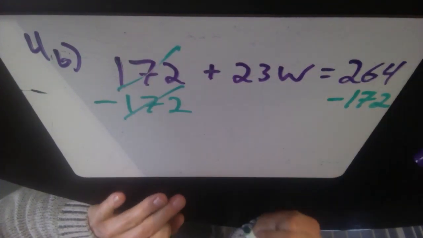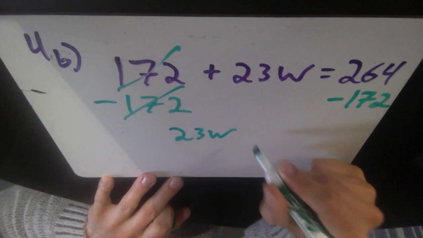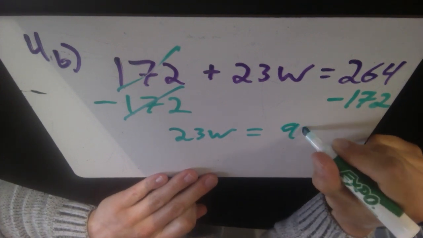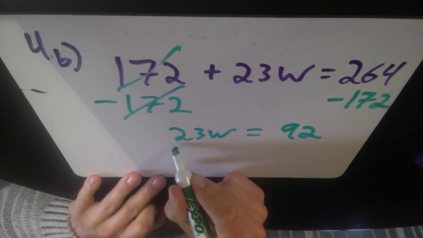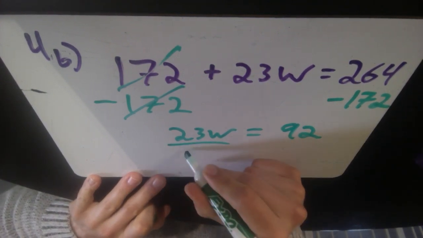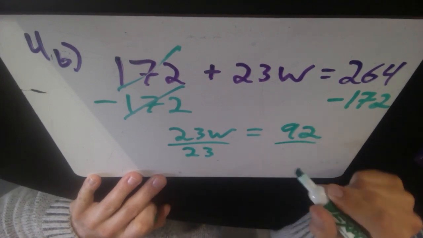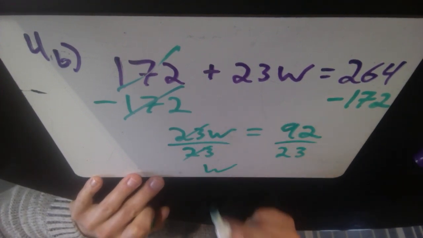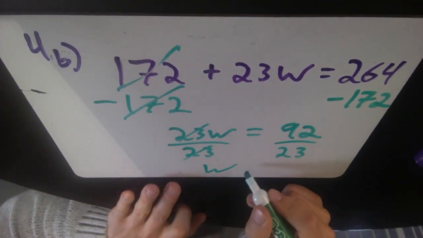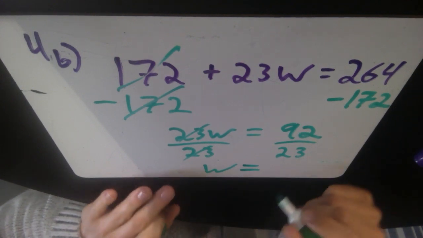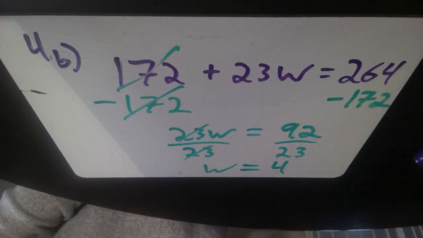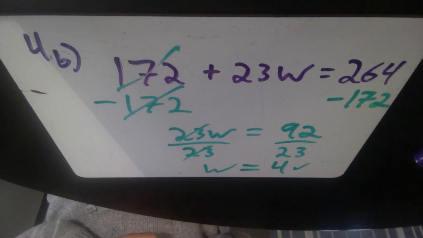So these will cancel out. I am left with my 23W equals 264 minus 172, which should give us 92. Last step here is to divide. To get rid of this 23 and get the W alone, I've got to divide by 23. If I divide by 23 on my left, I've got to divide by 23 on my right. I am left with my W, because 23 divided by 23 is 1, so 1W equals 92 divided by 23, which should be 4. So we know it's only going to take Sandra 4 weeks to save up to $264. 1 mark for your equation, 1 mark for your answer. Total is out of 4.